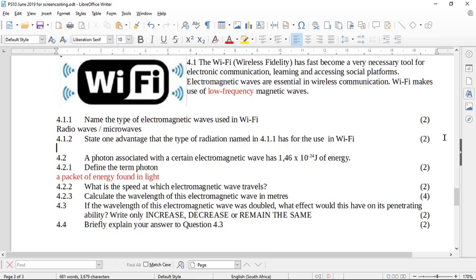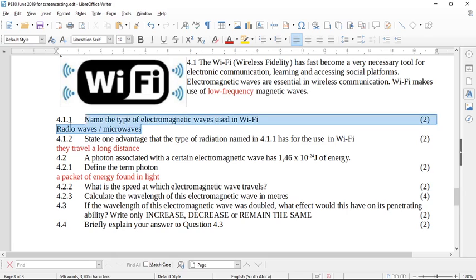State one advantage that the type of radiation in 4.1.1 has for the use in Wi-Fi. Why do we like radio waves? They travel a long distance. The other waves, the high frequency waves, tend not to travel such a long distance very readily. They tend to be broken up and lose their power. So these radio waves can travel a long distance, which makes them useful for Wi-Fi.